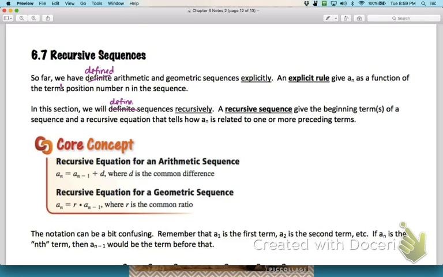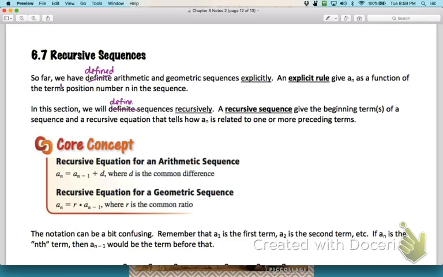So here's how a recursive sequence works. Recursive means kind of like a cycle. Okay, it's almost like it goes in a circle. So what we're going to do is we're going to use the term before it to find the next one. It's kind of confusing, but I'll show you. So a recursive sequence gives the beginning term, or maybe sometimes more than one term, of a sequence, and then a recursive equation that tells you how to get the nth term by using one of its previous terms.